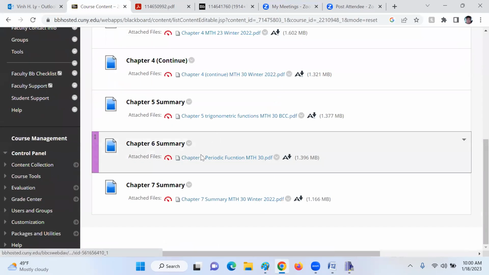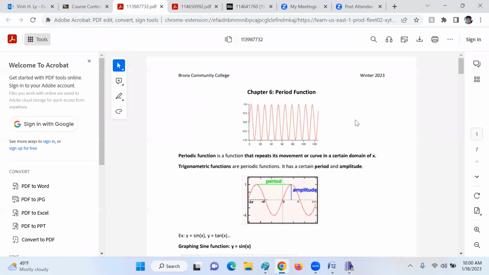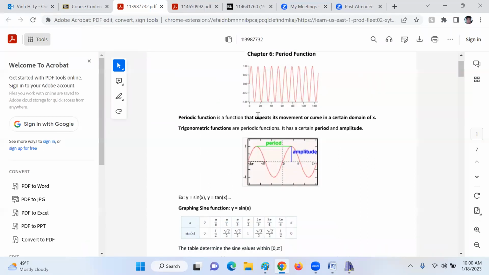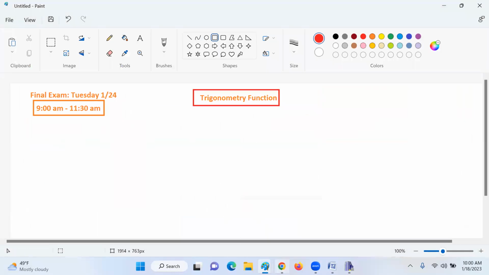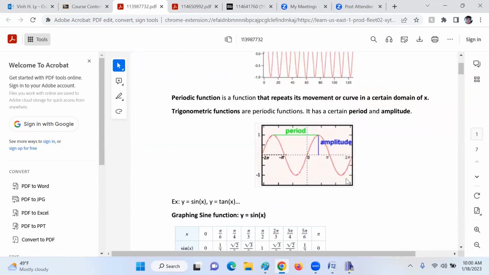It's pretty much on chapter 6, periodic functions. We call them trigonometric functions. We need to know that a periodic function repeats itself in a certain domain of x. I'm not going to write them down because you already know them. Trigonometric functions are periodic functions. They have a certain period and amplitude. So let's say we have the sine and the cosine. I need to copy that part so we can see what it is. Okay, let me just post that.